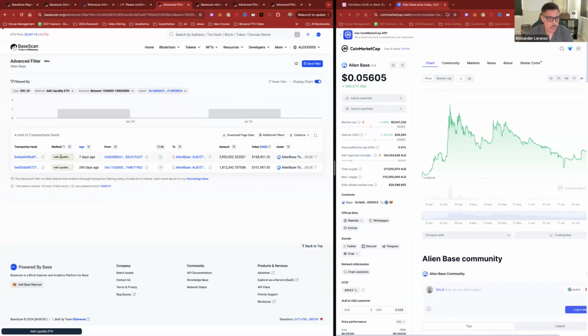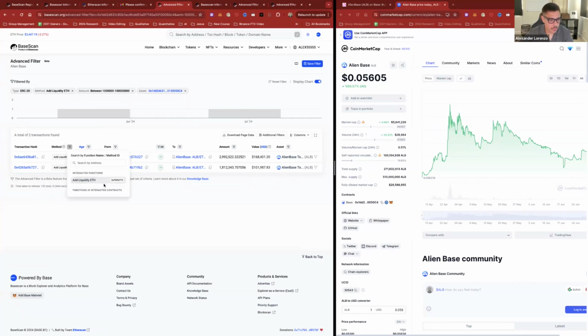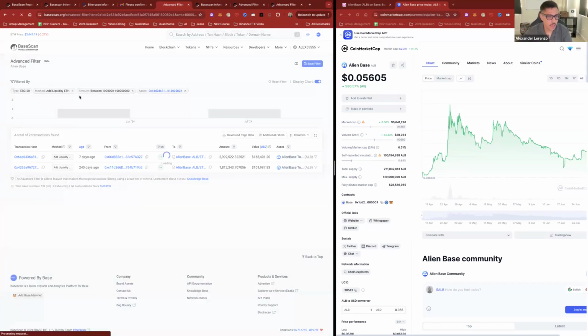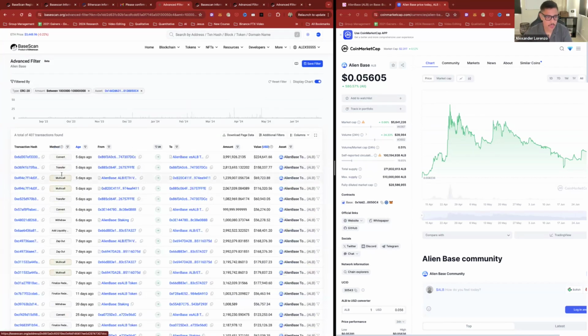So yeah, I was just playing with this. The problem I'm having an issue with is the method, because right now it's just add liquidity. So you could exit this, right? And we can look at all the big transactions. We have multicalls, transfers, converts, add liquidity ETH, and withdrawals. This one is a withdrawal from staking. This is $56,000 that happened 6 days ago.